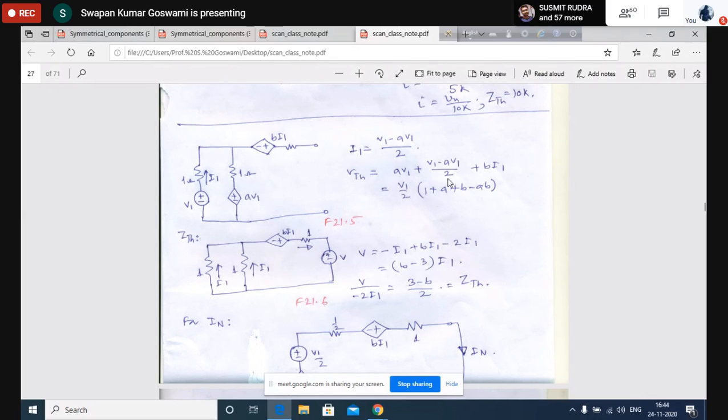That means AV1 plus the voltage calculated here plus this voltage B times I1 is the Thevenin voltage. If you simplify, it will be V1 by 2 into 1 plus A plus B minus AB, sorry. So you see in figure 21.5, this gives you the circuit. The terminals are already open. So if we calculate the voltage across the open terminals, then we shall get the Thevenin voltage here.